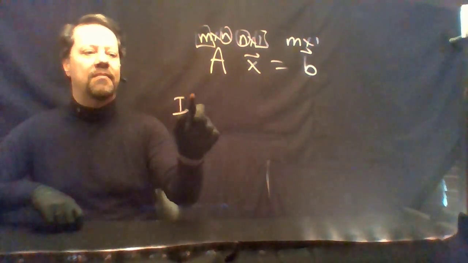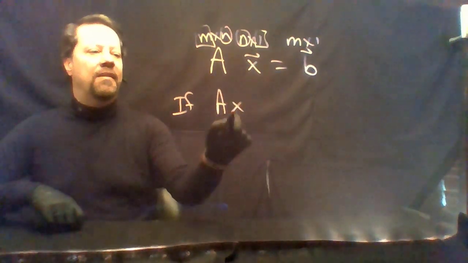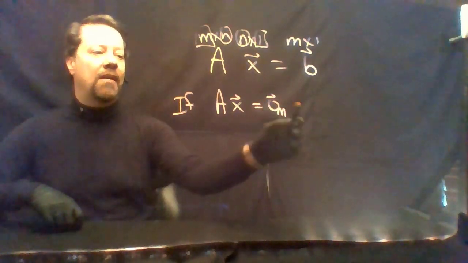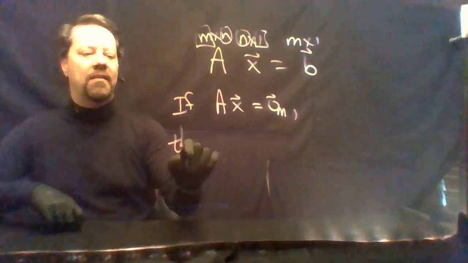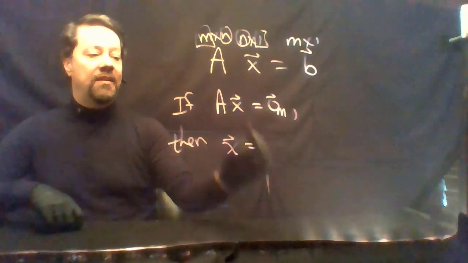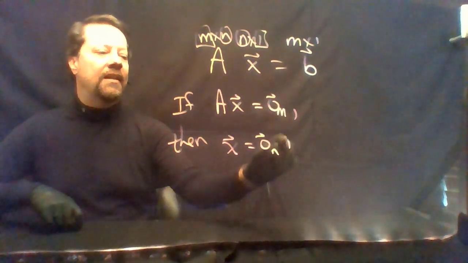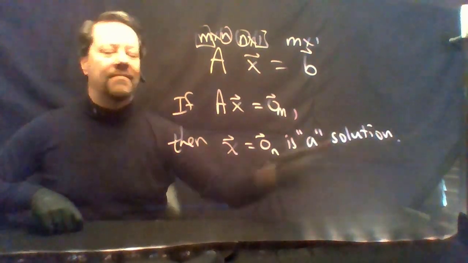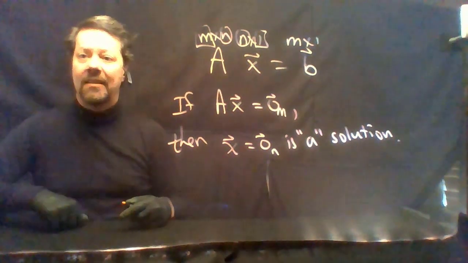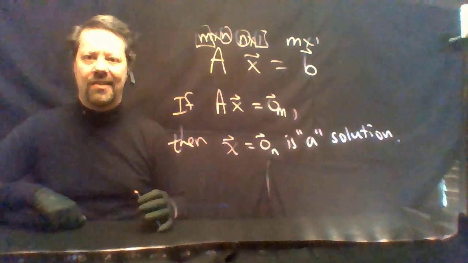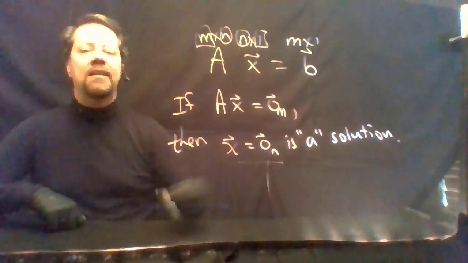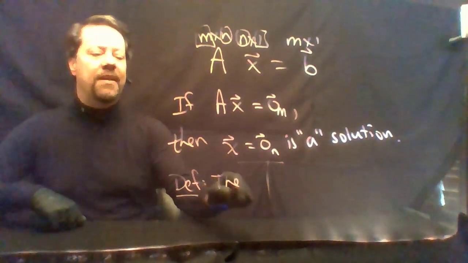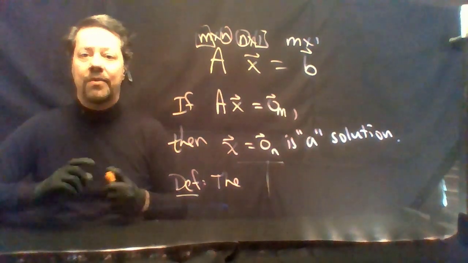Also, if Ax equals 0, where here we're dealing with the 0 in R^m, then x equals 0 in R^n is a solution. The 0 vector in the domain will always be a solution to a homogeneous system. We call this the trivial solution. There may be other solutions, but this one certainly will be trivially so.